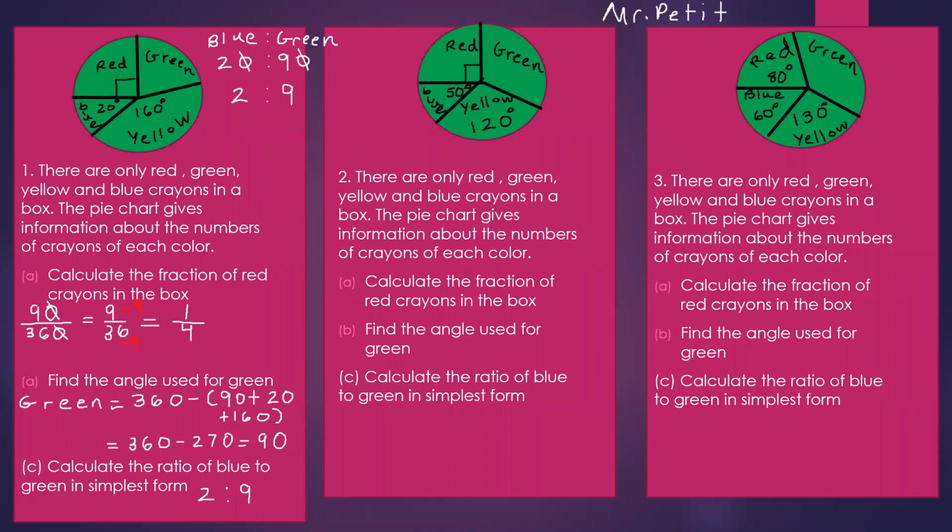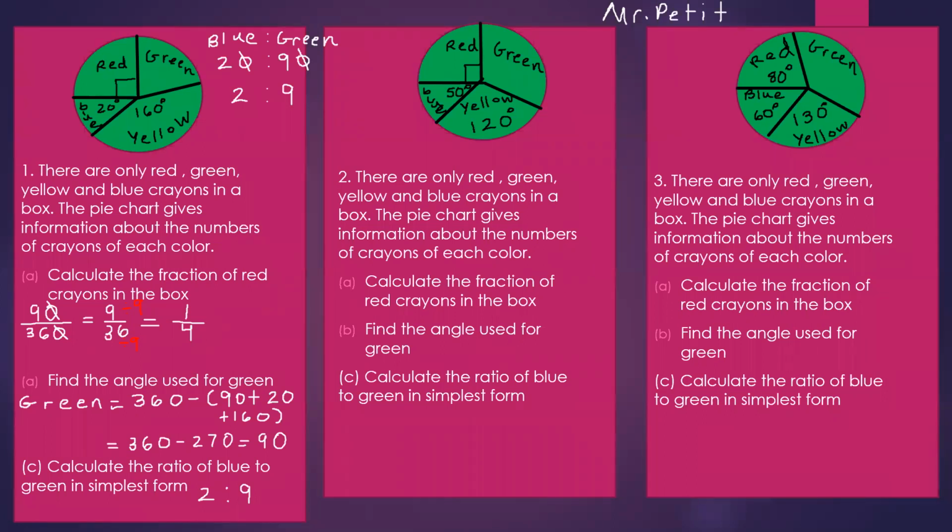It says there are only red, green, yellow, and blue crayons in a box. The pie chart gives information about the numbers of crayons of each color. A says calculate the fraction of red crayons. So what you have to do is put it in fraction form. So it only wants red. So the angle in red is 90.